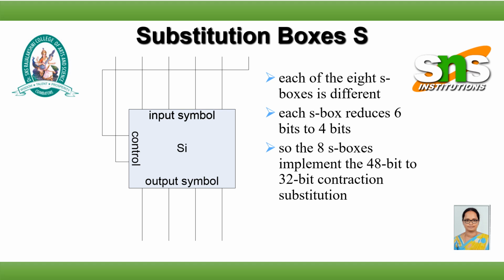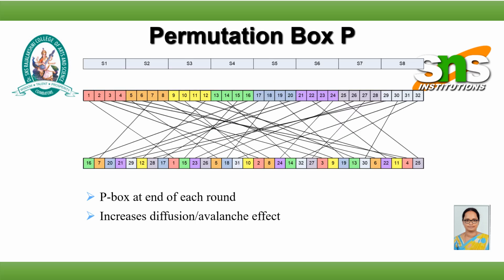We pass a 6-bit value, and that will be converted to 4 bits. Then again we are using the 48-bit key. By combining all these things, it produces the 32-bit contraction substitution. Next, permutation.